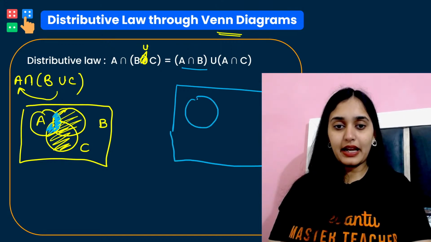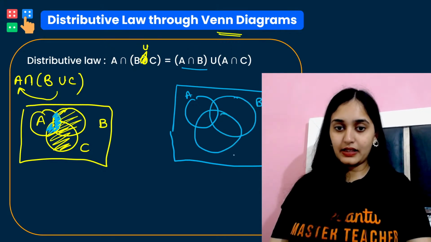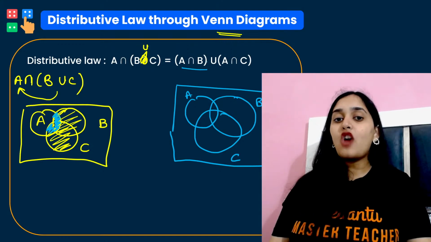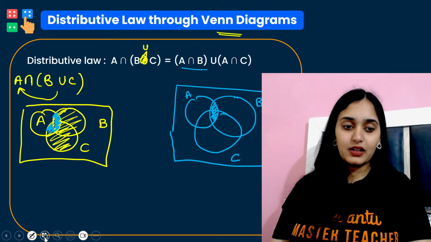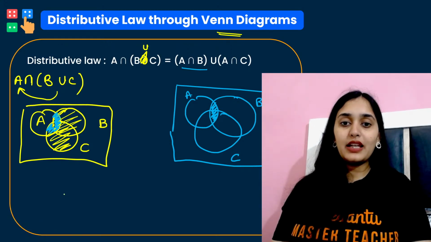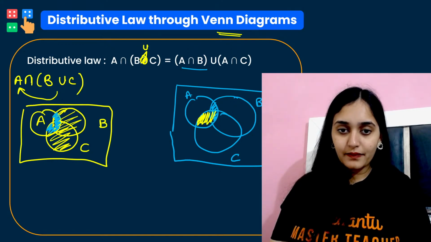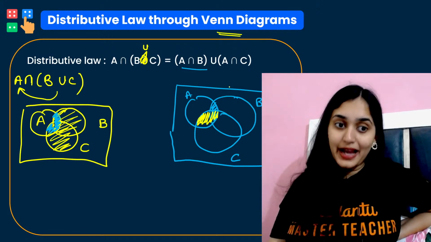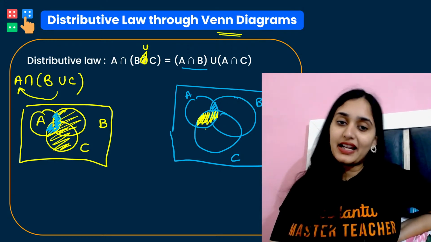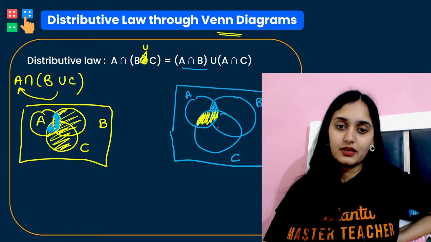This is set A, this is set B, this is set C. What is common between A and B? This part. Next, what is common between A and C? This part. Now, what is union of both of them? Like combining both of them, what do you get? You get this part, this heart-shaped part.